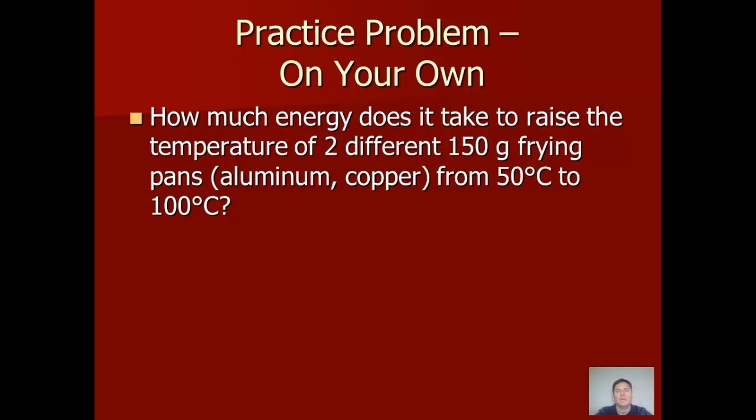Alright, let me have you try this problem on your own and bring it into class, and we will go over it. Bonus points for whoever reminds me that we need to go over this, because I'll forget. So the question is, how much energy does it take to raise the temperature of 2 different 150 gram frying pans? One's aluminum and one's copper, from 50 degrees Celsius to 100 degrees Celsius. Say you're getting ready to cook something on the stove, and we need to know how much energy we need to put into it to get it up to 100 degrees where we can do our cooking. So try this on your own. You're going to give me an energy value for the aluminum and an energy value for the copper.